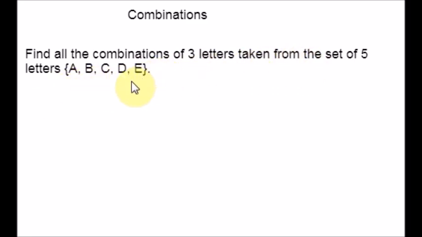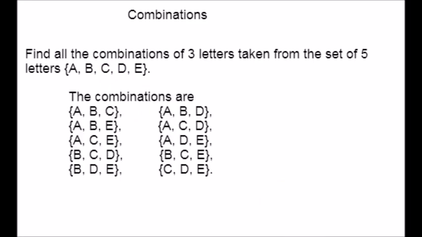Let me list out the combinations. So these are the combinations. Am I right? Totally there are 10. There are 10 combinations of the 5 letters taken 3 at a time. When we find all the combinations from a set of 5 objects taken 3 at a time, we are finding all the 3 element subsets. When a set is named, the order of the elements is not considered. Thus A, C, B names the same set as A, B, C.